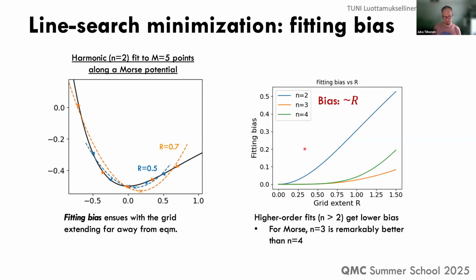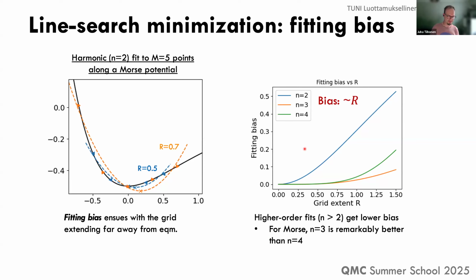So the line search seems to be the basic building block of this algorithm. What does it mean, and what are the practical issues with it? Consider that we have a potential energy surface, such as given in the black line on the left. It's the Morse potential, but we only have access to it through a grid of points, a finite number of points, such as the blue or the orange set of points.